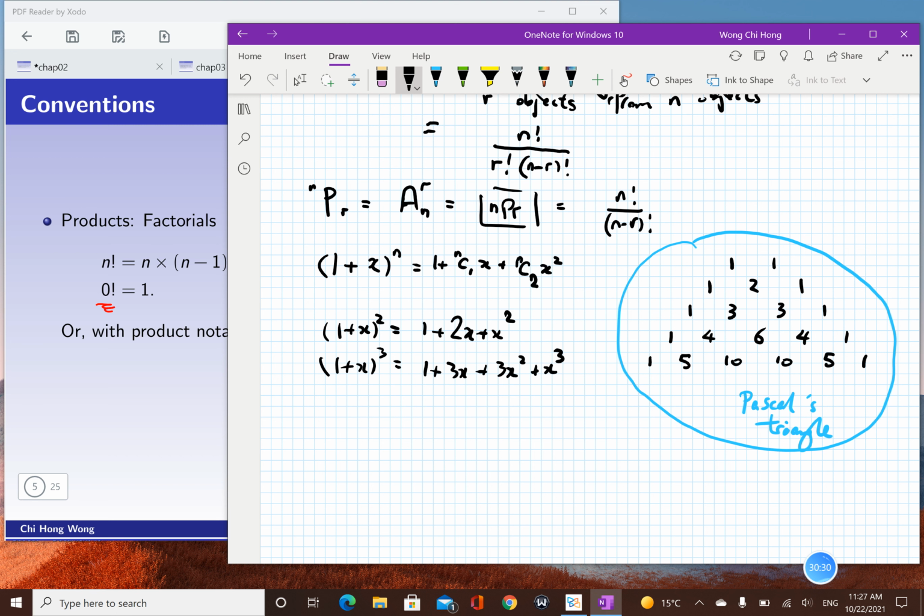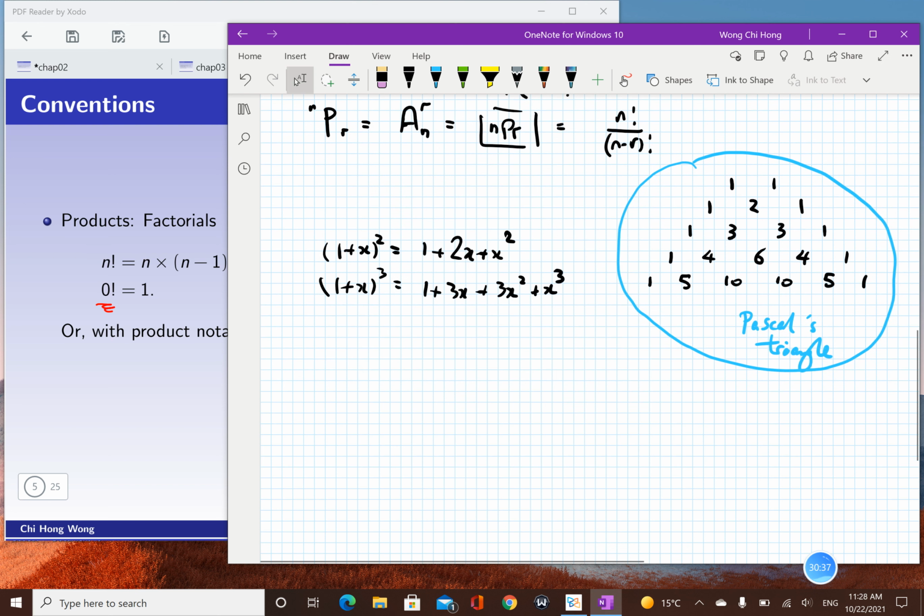I'm running out of space here. Sorry, I tell you what, I'll move that underneath. So if you have 1 plus x all to the power of n, it equals 1 plus nC1 times x plus nC2 times x squared plus dot dot dot plus nC(n minus 1) times x to the power n minus 1, plus finally x to the power of n.